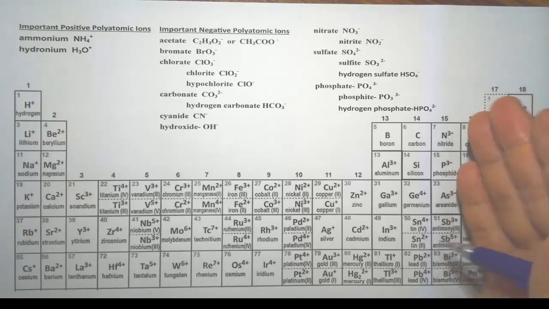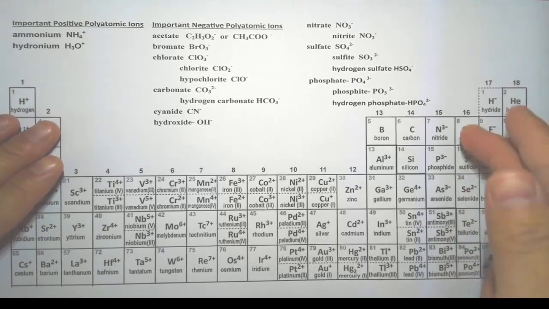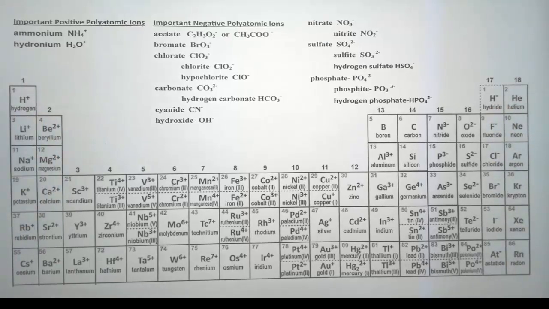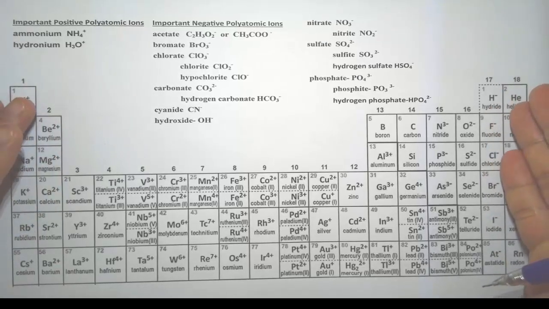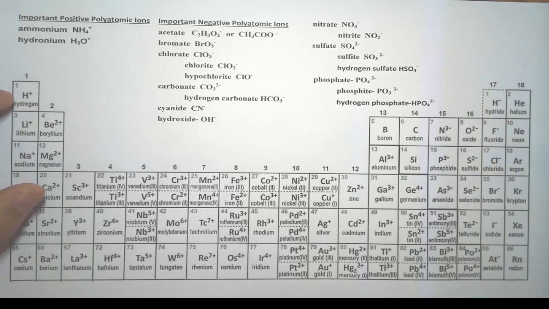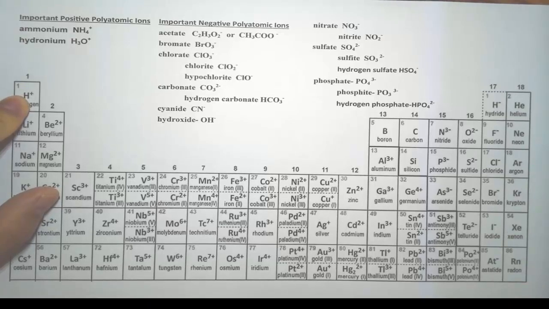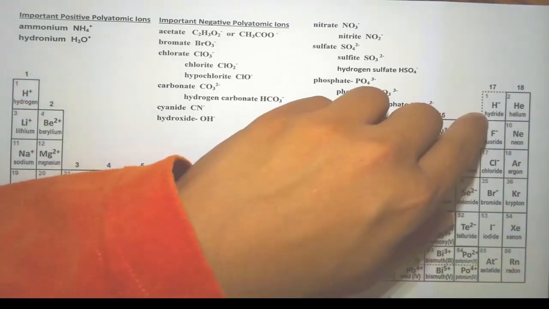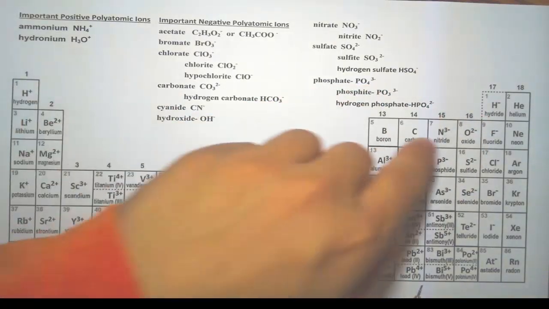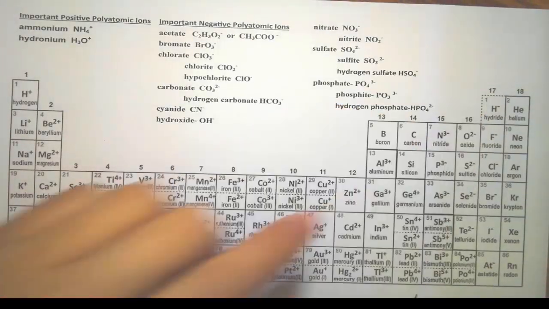Like for 5A, they all have 3 minus. For 6A, they will have 2 minus because they will gain 2 electrons to be stable. And 7A will need to gain 1 more to be like one of the noble gases. That's why it has 1 minus. One exception is hydrogen. Hydrogen can lose its electron in a compound, or it can gain an electron in a compound. So hydrogen can be a positive or negative charge. And when it's negative, it's going to be hydride.